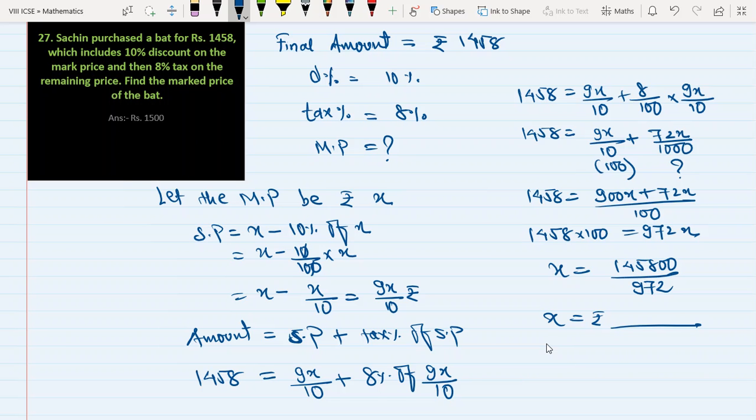There seems to be a mistake. Yes, I have made a mistake. Here the LCM is 1000. Okay, so here there will be 1000, here will be one more zero, and the final answer is 1500. The mark price of the bat was 1500. That is the final answer.